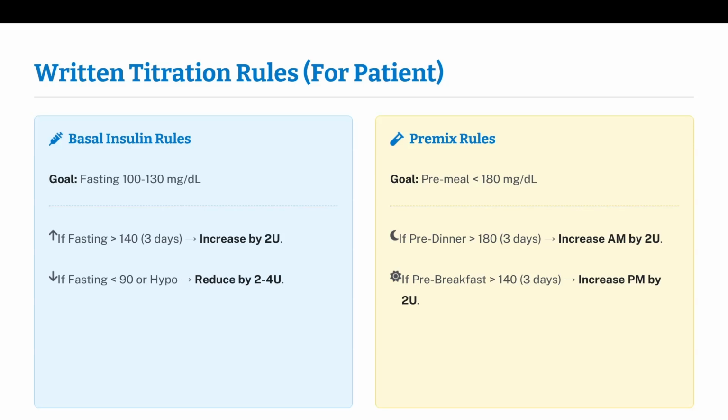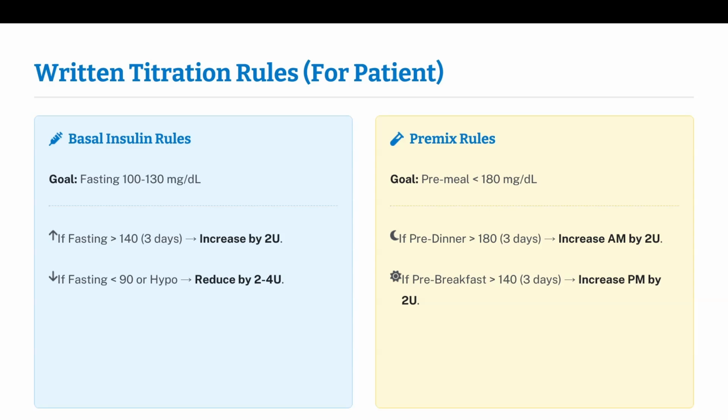The written titration rules for the patient. The basal insulin rules: if the fasting is 100 to 130, we can continue the same. If the fasting is more than 140 for 3 consecutive days, then increase the basal by 2 units. If the fasting is less than 90 or the patient is experiencing hypoglycemia, reduce the basal by 2 to 4 units. This can be titrated once in 24 to 48 hours.